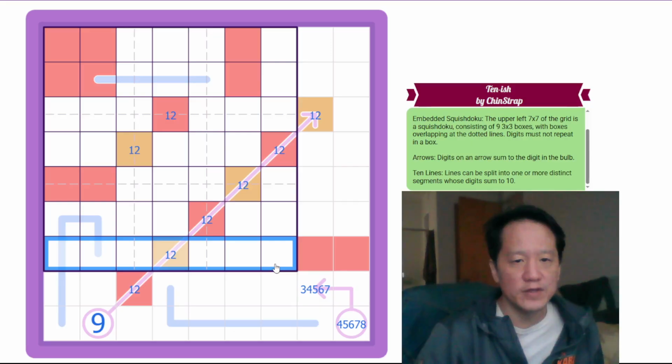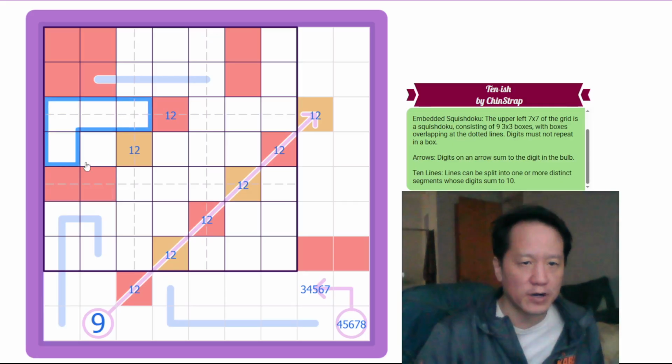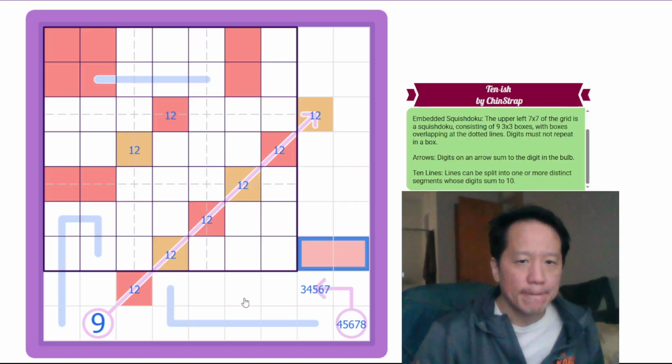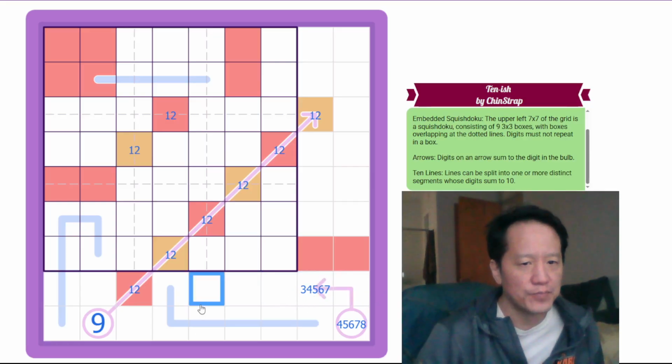Because it can't be any of these cells in the Squish Doku. These cells are eliminated because of the 1, 2, the red in the box. And this also cannot be 1, 2 because this must be 1, 2 for box 4, the red 1, 2 for box 4. So that means we're missing a red 1, 2 here. This cannot be red 1, 2 because 1 and 2 cannot have two unique digits adding up to either of them.